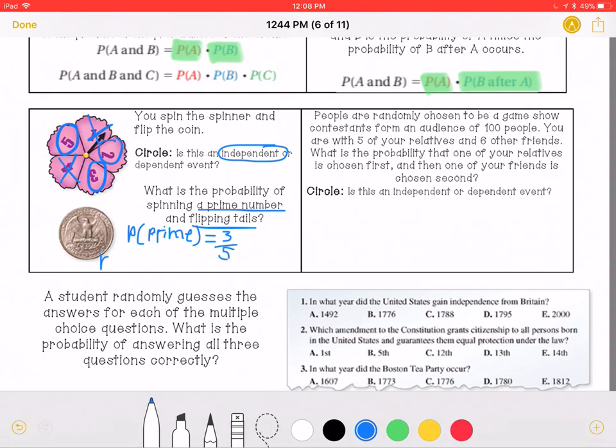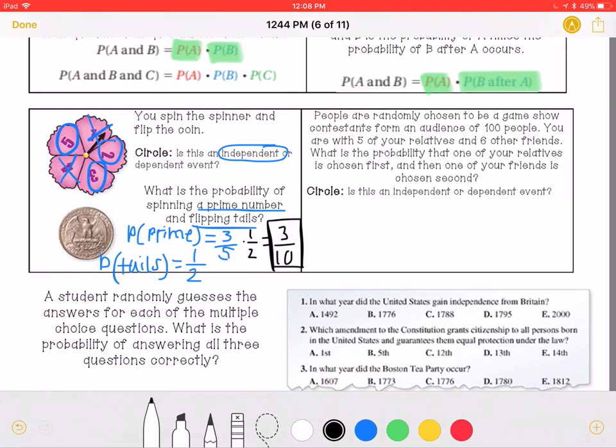And then what's the probability of flipping tails? Well, there's only 1 tail out of our heads and tails, out of the 2 possibilities. So now to find the probability that both events are happening. So again, there's 2 things happening. These are compound events. So now we're going to multiply them. So multiply 3/5 by 1/2. We get 3/10. And that's our answer.